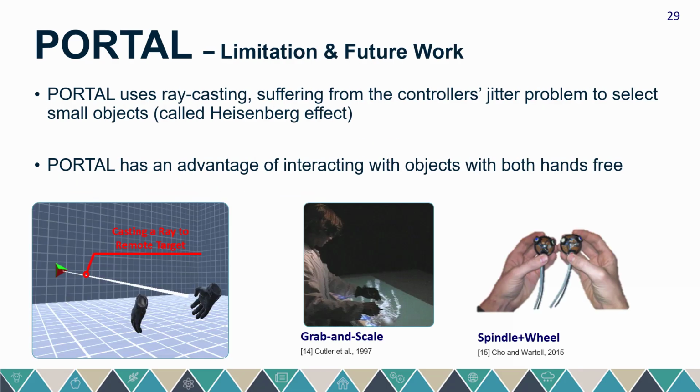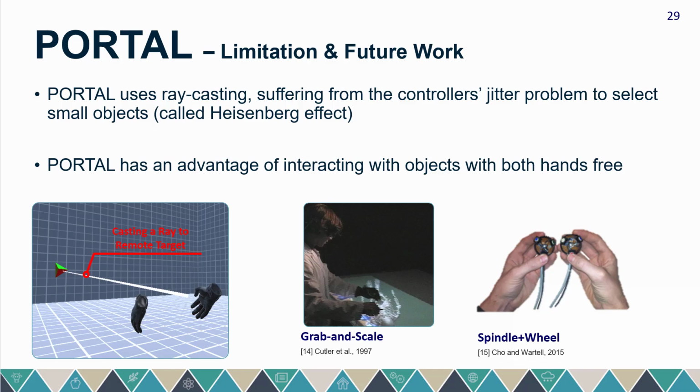In this work, Porter uses raycasting as its selection tool. We found the participants were slower with Porter for long targets, when the target objects are getting smaller with the increasing target distances. We assume that this is due to the raycasting's known issue called the Heisenberg effect, which suffers from the controller's jitter to select small objects. It could be resolved by adopting cone selection.